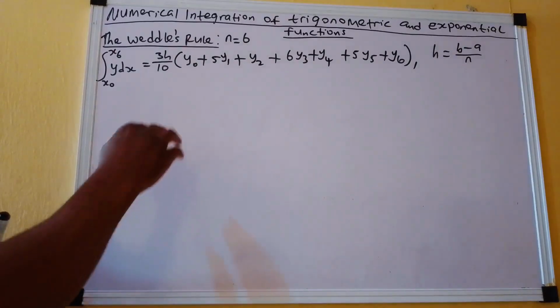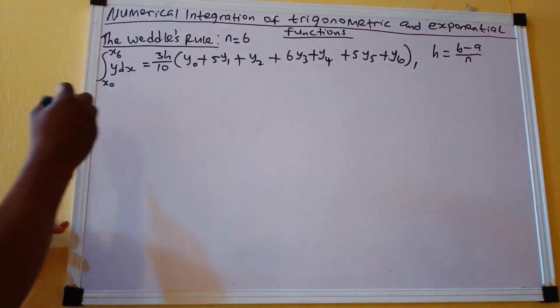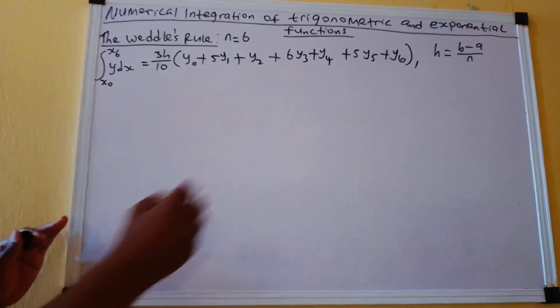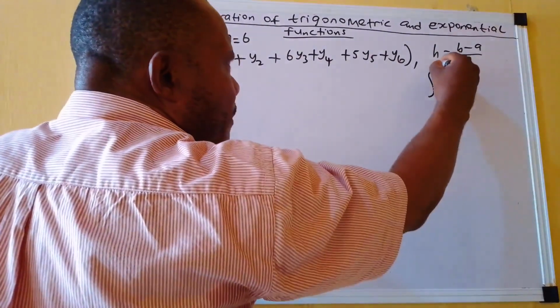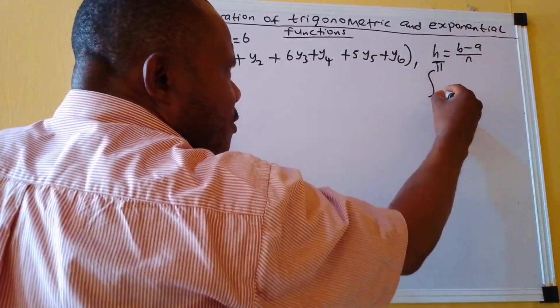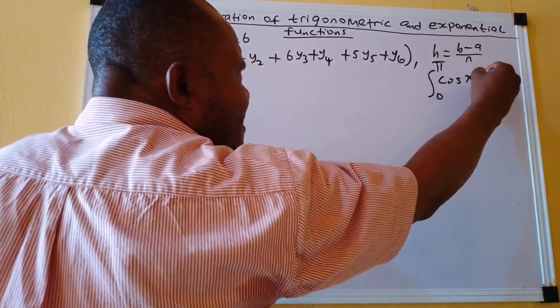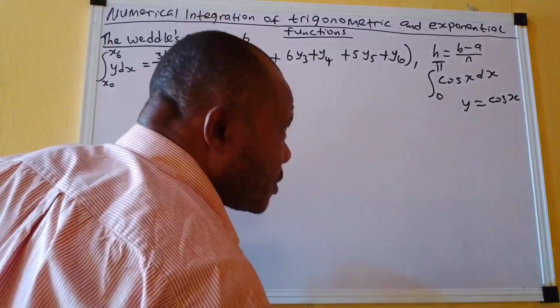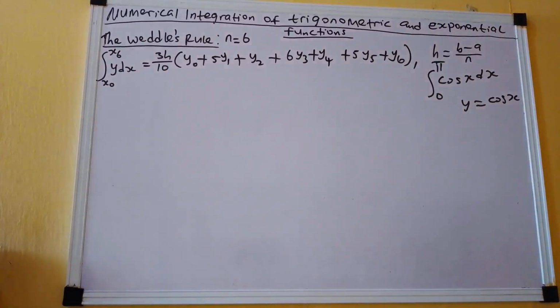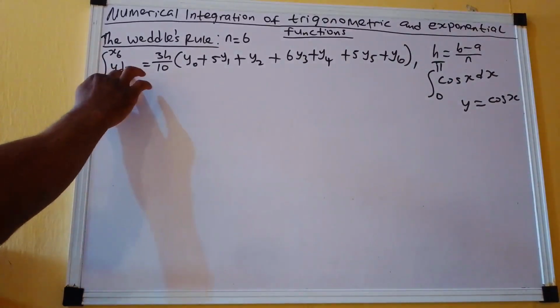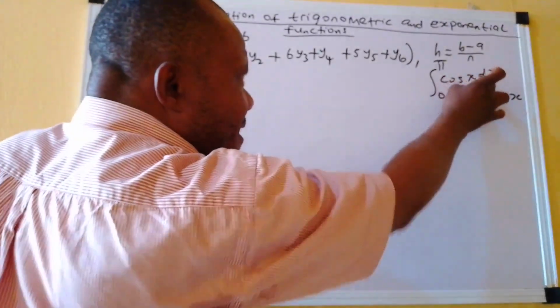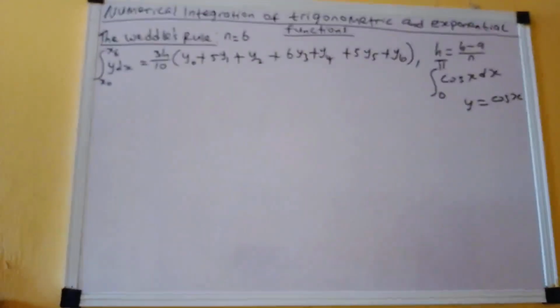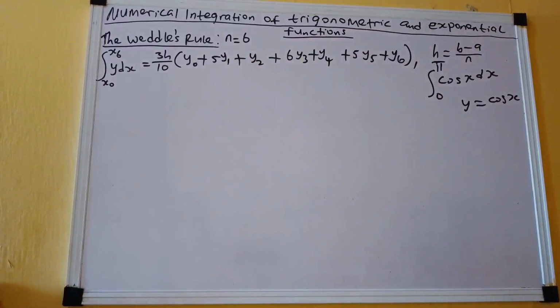For this particular problem, if we have the integral from pi to 0 of cos x dx, this simply means that our y is equal to cos x, because the problem is y dx. So now the place of y is cos x, and y is a function of x. We have explained this again and again. So what we need to do here is to get our h.